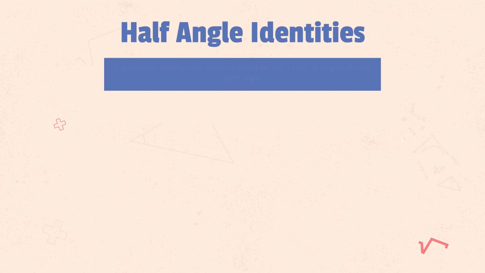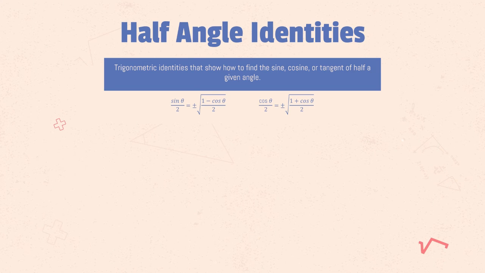Half angle identities. They are trigonometric identities that show how to find the sine, cosine, or tangent of half a given angle. The half angle identities are as follows. Sine theta over 2 is equal to plus or minus the square root of 1 minus cosine theta over 2. Cosine theta over 2 is equal to plus or minus the square root of 1 plus cosine theta over 2. For tangent, we have 3 different identities.